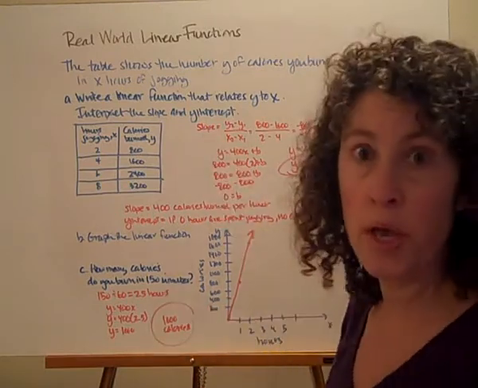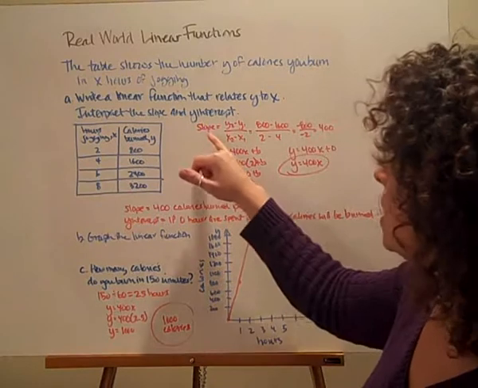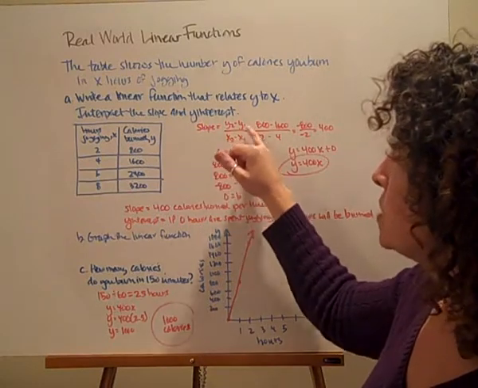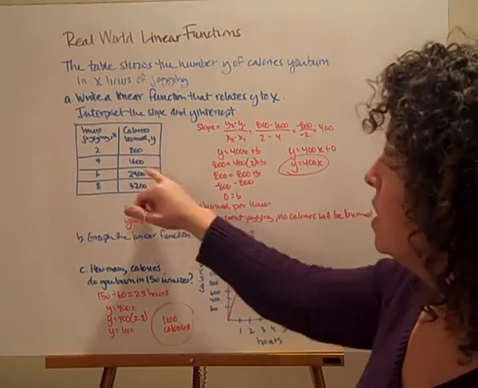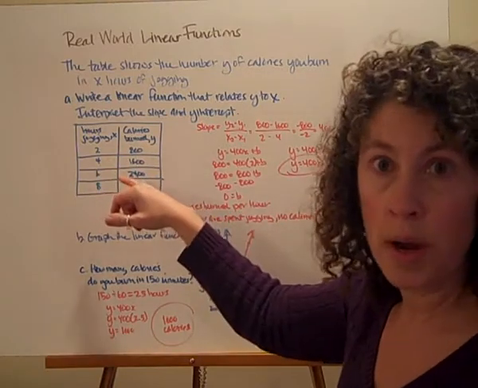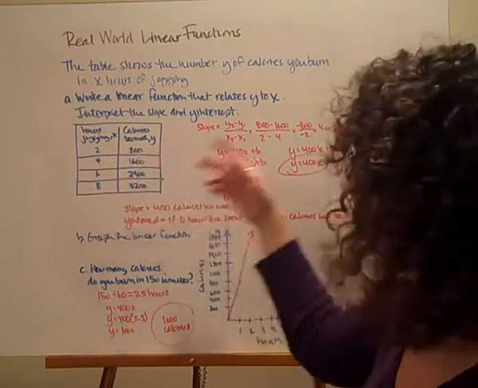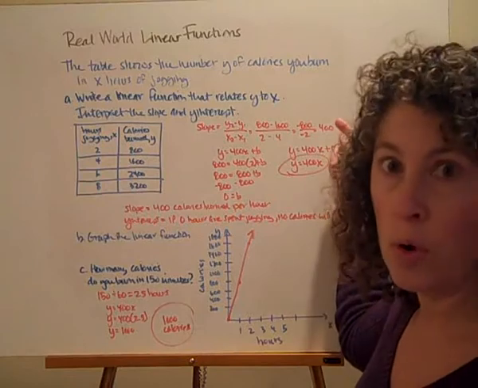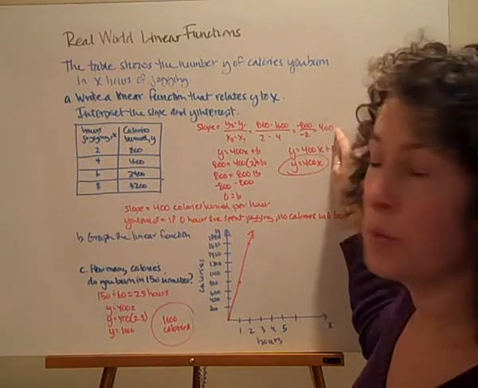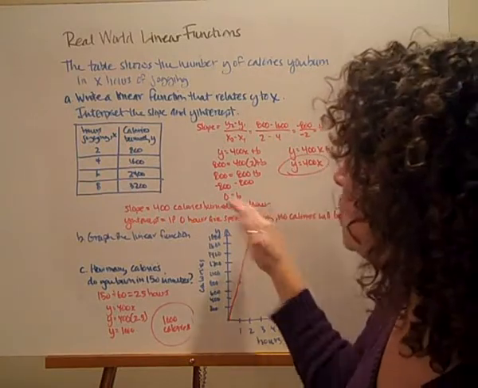So I need to find my slope. I need to find my y-intercept here. So I'm going to find my slope by doing y2 minus y1 over x2 minus x1. So I can use any two ordered pairs from this table. I just chose the first two, and I came up with a slope of 400. So now that I have a slope of 400, I need to go back and find the y-intercept.